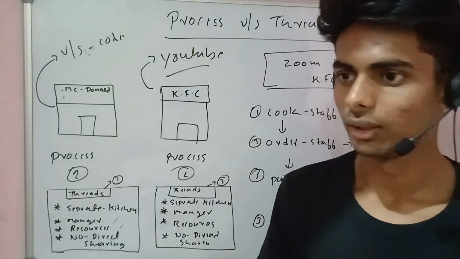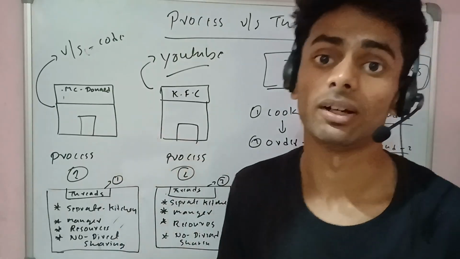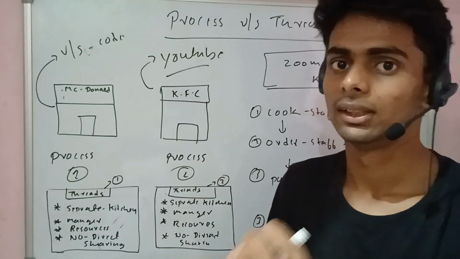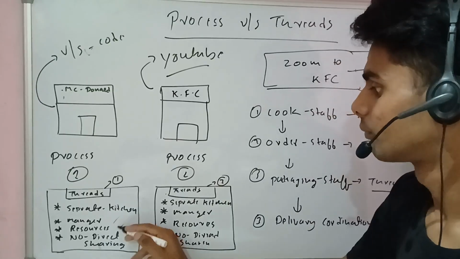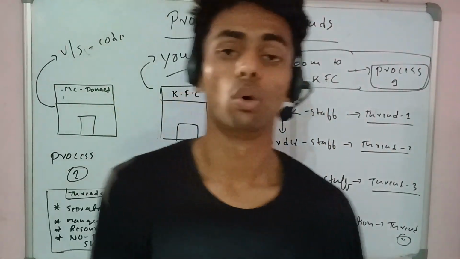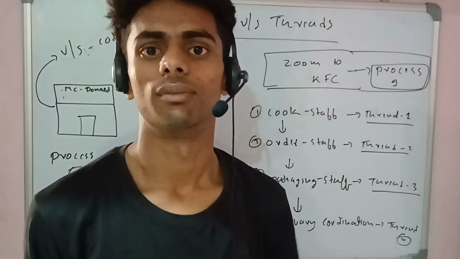Let's suppose they are connected with a food delivery partner like Zomato, and someone can order. They have a separate kitchen. The staff come and use those resources and manage the resources, and they share the kitchen to work efficiently.